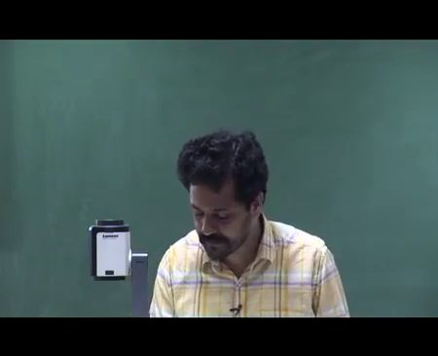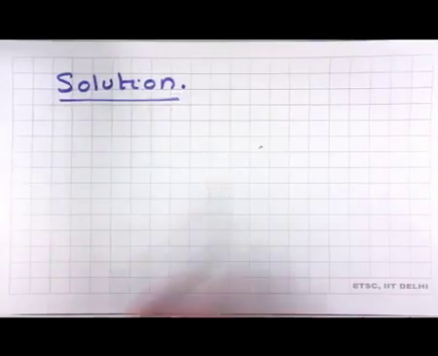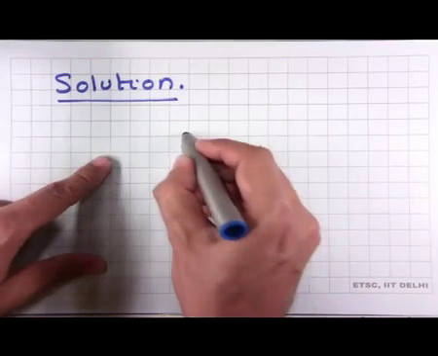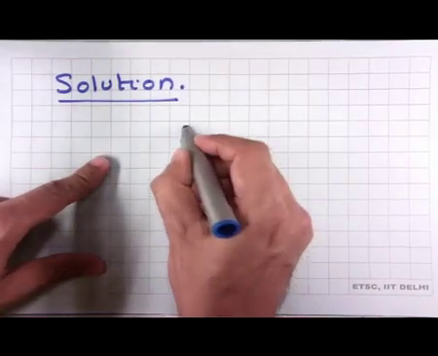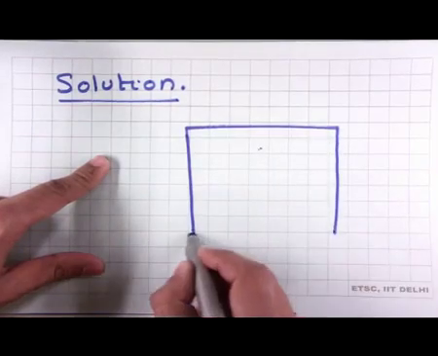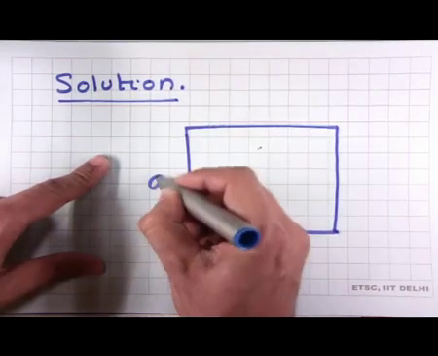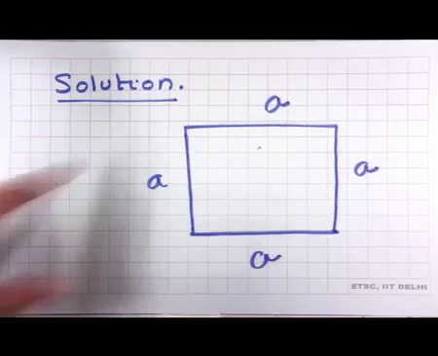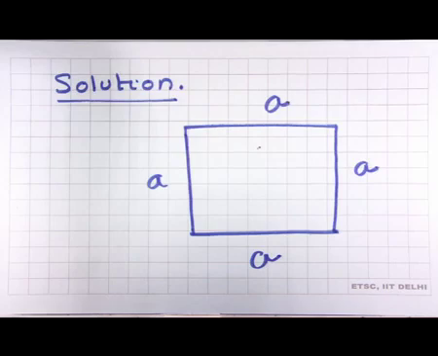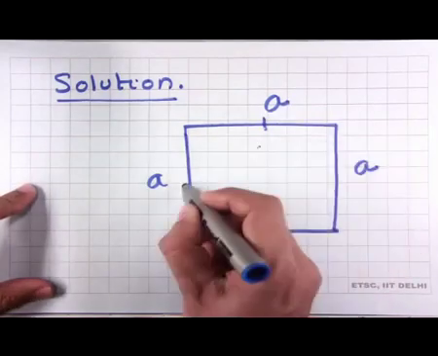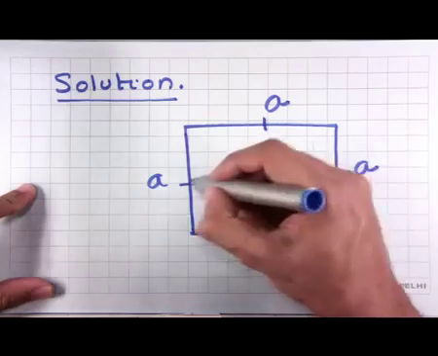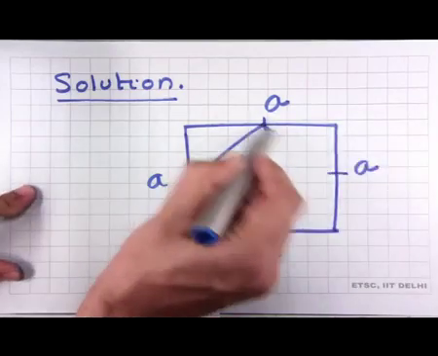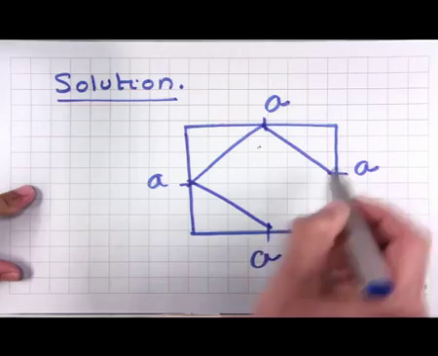Let us solve this. Note that if a square has each side of length a, the next square obtained in this pattern by joining the midpoints will have side length as follows.